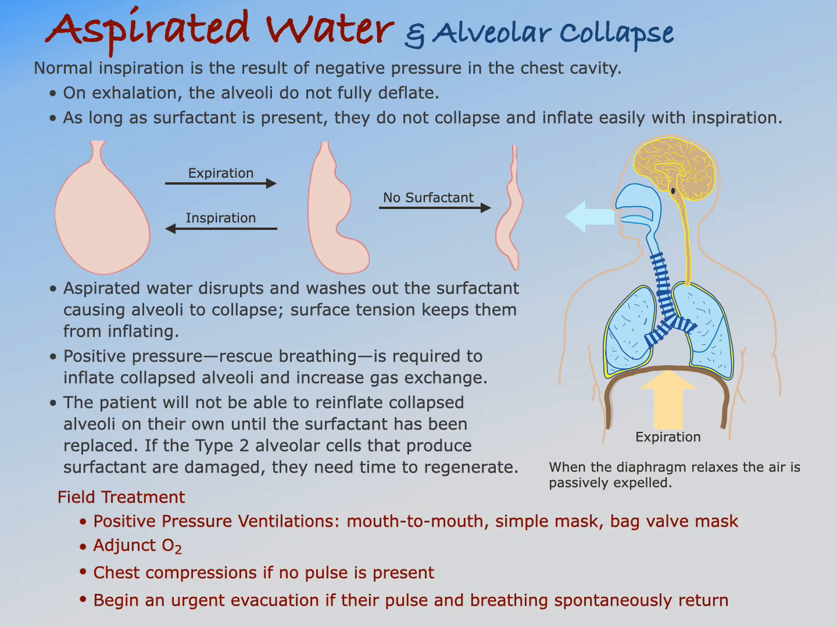So what is the treatment? Well, the treatment is positive pressure ventilations. Mouth to mouth, use a simple mask, so mouth to mask, and a bag valve mask if you have those. Those are what EMTs would carry with them, say, on a beach rescue. If you've got some adjunct oxygen, and in the back country you're not going to, but you might in the front country, then you want to use that because remember, the problem is you need to get oxygen to the person's brain.